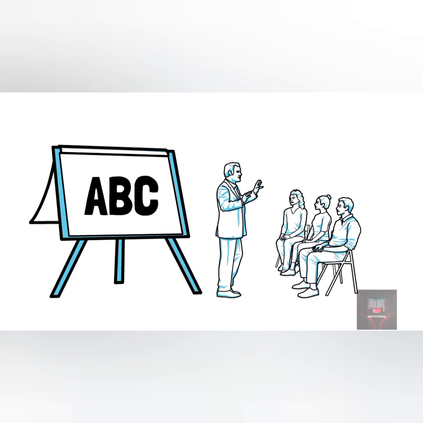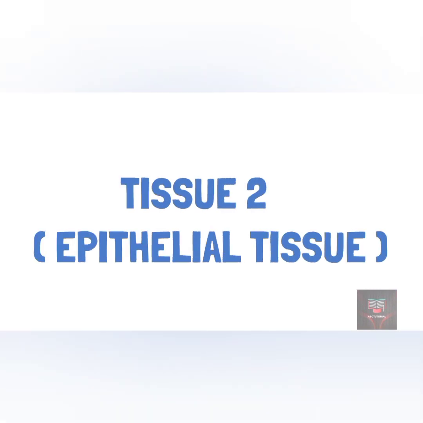Welcome to ABC tutorial. Today we are going to talk about epithelial tissue. Epithelial tissue consists of cells arranged in a continuous sheet, either in a single layer or in multiple layers.